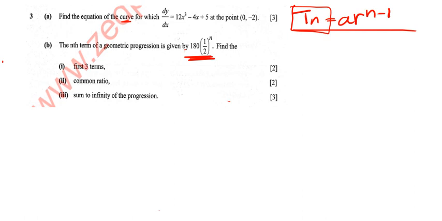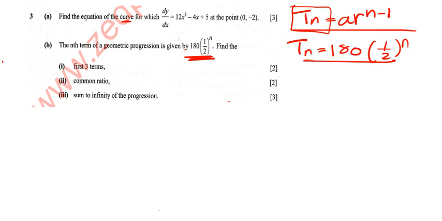But in this question, they said that the nth term is defined by 180 open bracket 1 over 2 close bracket to the power n. So in this case, our nth term was defined by 180 open bracket 1 over 2 to the power n, because they have said that the nth term of a geometric progression is given by that, so Tn is given by that in this case.